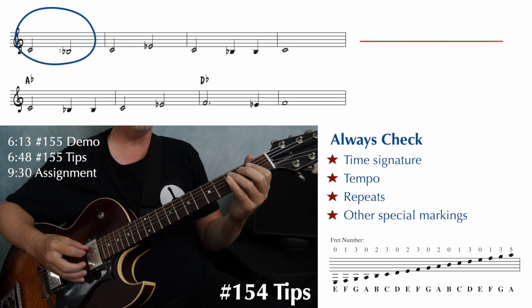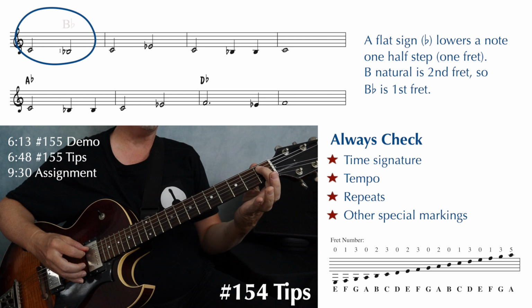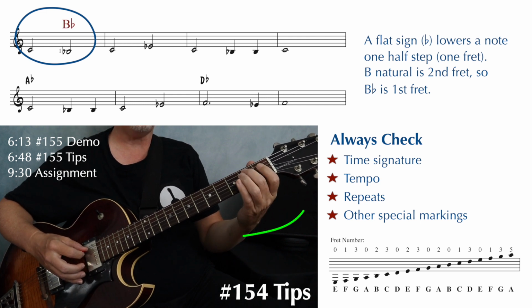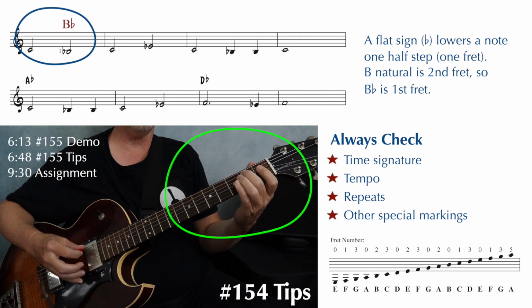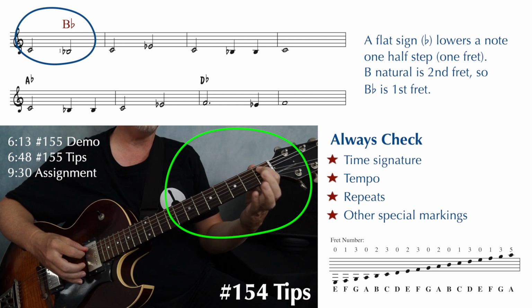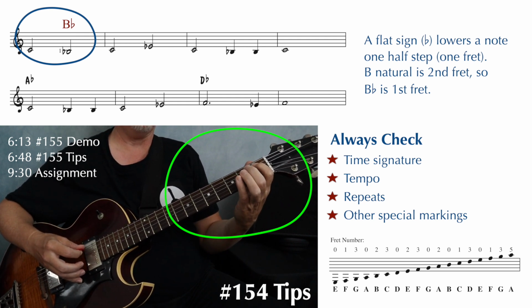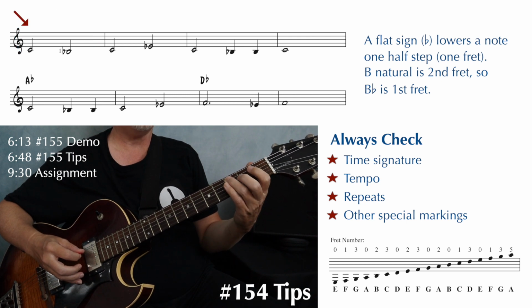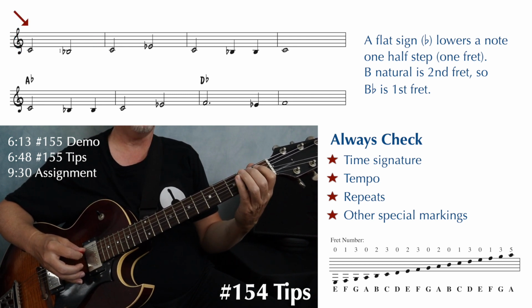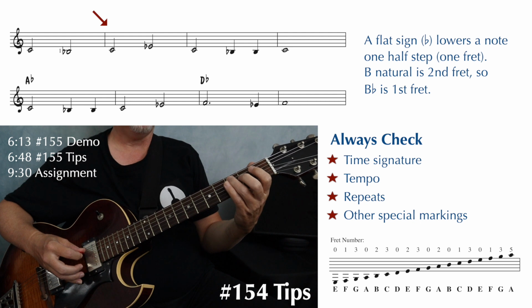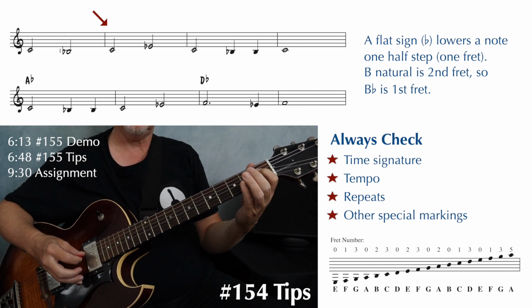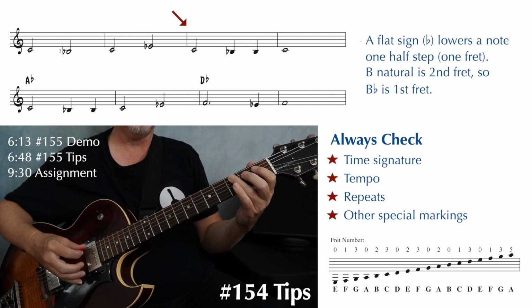Third line, we have a C to a B flat. Now your B is going to be second fret on the fifth string, so your B flat is going to be first fret or 1 fret to the left on the fifth string. So we have C, B flat, C, E flat, first finger, C, then a couple B flats.